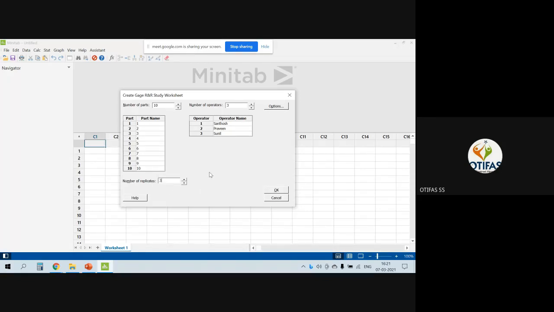That means how many measurement rows will we get? We'll get 90 rows, isn't it? Now click OK. Now what is the use of this? It's very simple.